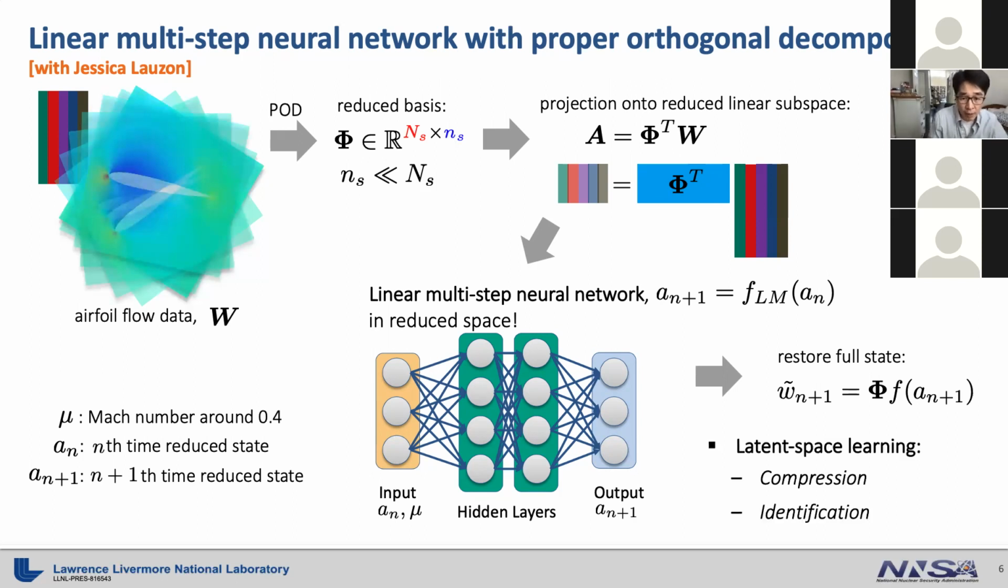By the way, this type of reduced order model is also called a latent-based learning approach. The latent-based learning approach has 2 main ingredients. The first one is the compression, and the other one is the identification of the latent space dynamics. For example, this linear multi-step neural network method I have introduced here uses linear compression using POD or SVD, and then the linear multi-step neural network identification method for the latent space dynamics identification.